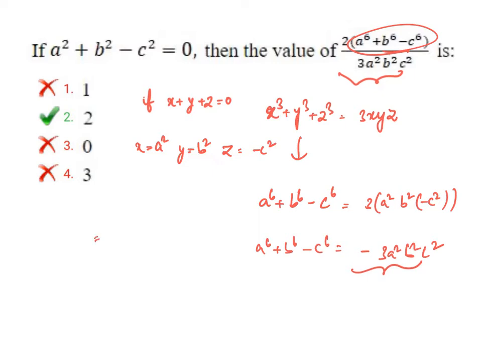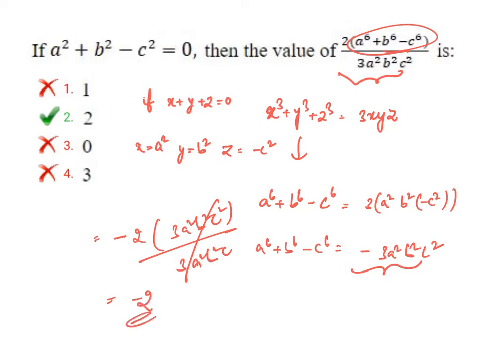So it becomes minus 2 into 3a square b square c square. Anyway, the denominator is also 3a square b square c square. Cancel. So the answer is minus 2. But in the option it is given as 2. In fact, it has to be minus 2.